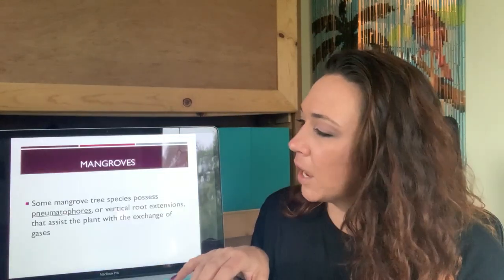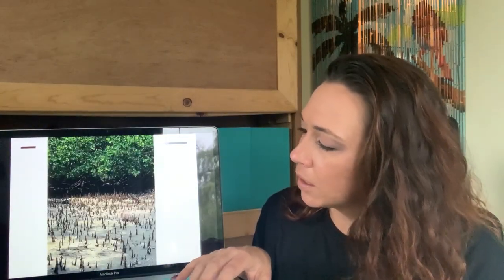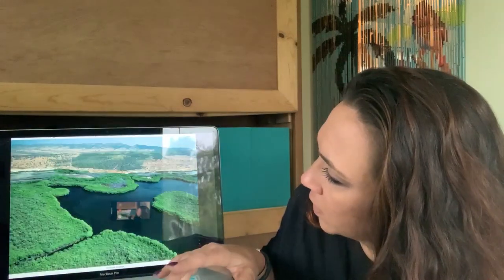Some more mangroves. Sorry, that's mangals. Mangroves, mangals. What's going on here? Getting ahead of myself.